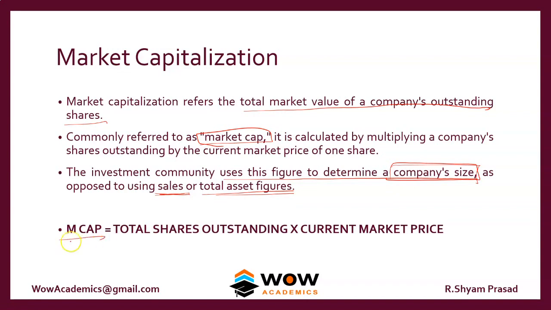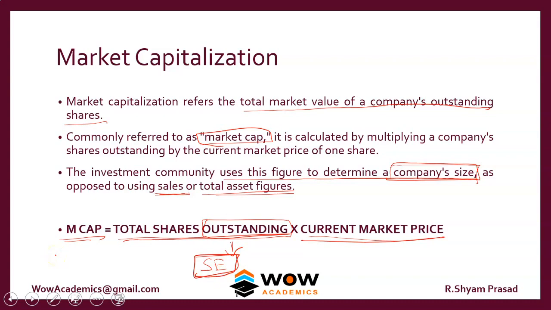So what is market capitalization? Market capitalization is the total shares outstanding, the total shares which are in the stock market, multiplied by the current market price. Okay, so that's how it works. The word outstanding refers to the number of shares in the stock exchange, and those shares alone multiplied by the current market price will give you the market capitalization.